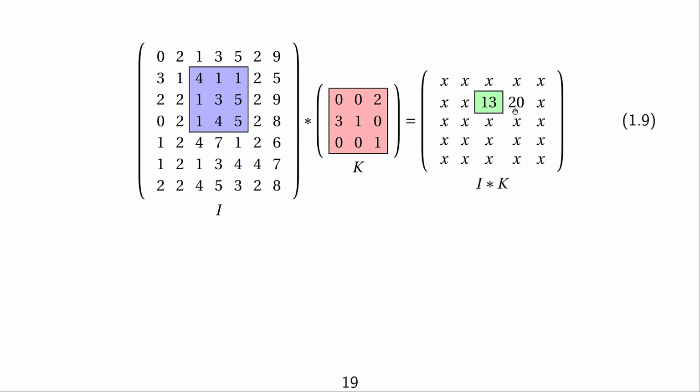You could check another value, 20, that should be obtained by now aligning this red box with a square that is shifted by 1 pixel to the right, so it should be overlaid here. And then again we compute the multiplication of each value in the image with the value in the filter, and then we sum up.